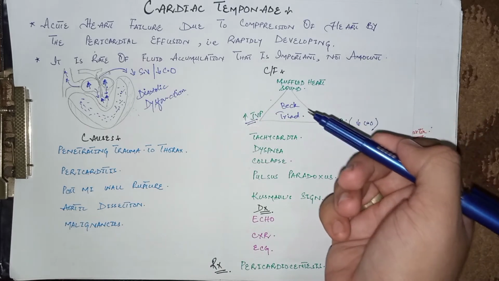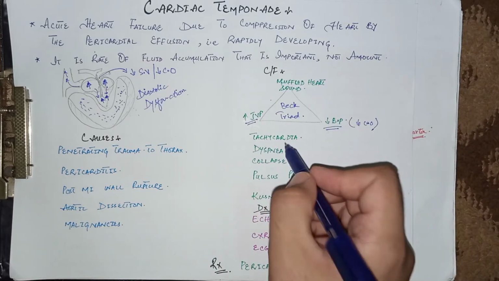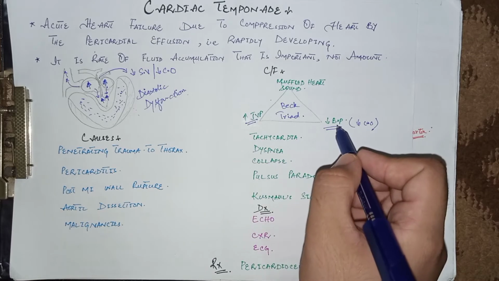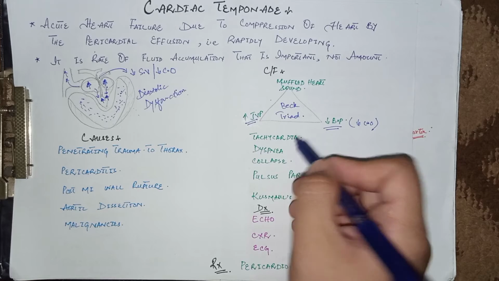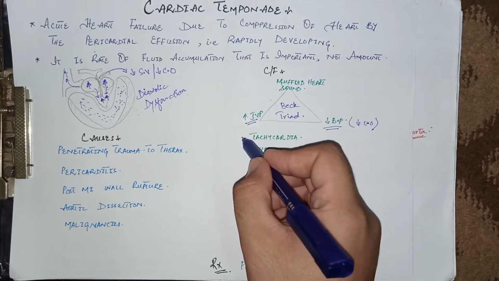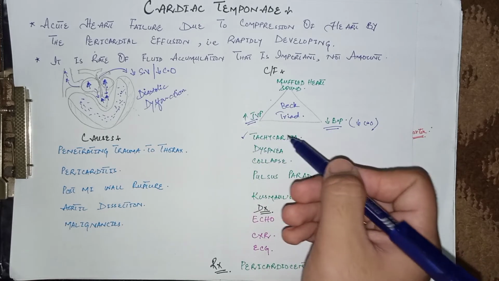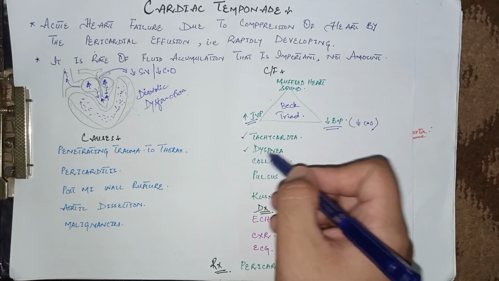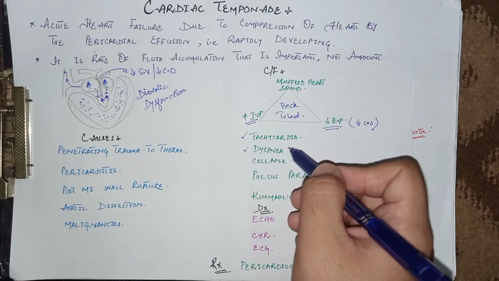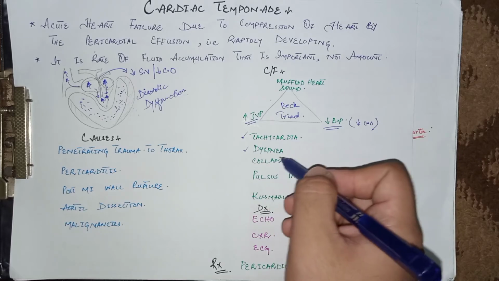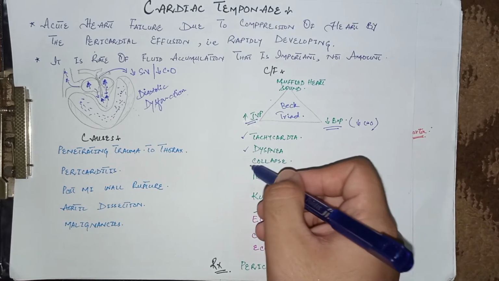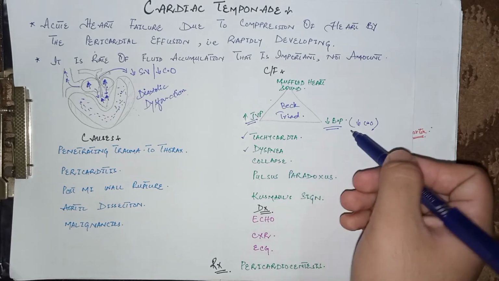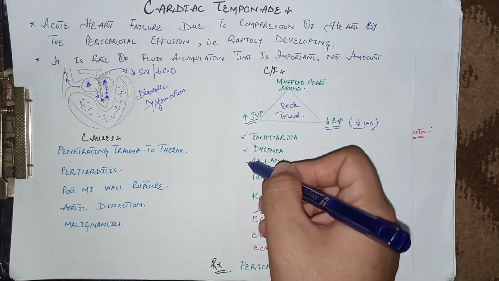The other features include tachycardia. This is a relative tachycardia because of hypotension: due to reduced blood pressure, there is sympathetic overdischarge, which causes tachycardia. Other features include dyspnea, that is, difficulty in breathing or shortness of breath, because of pulmonary congestion as well as low cardiac output. And there is hemodynamic collapse or instability because of this reduced cardiac output.